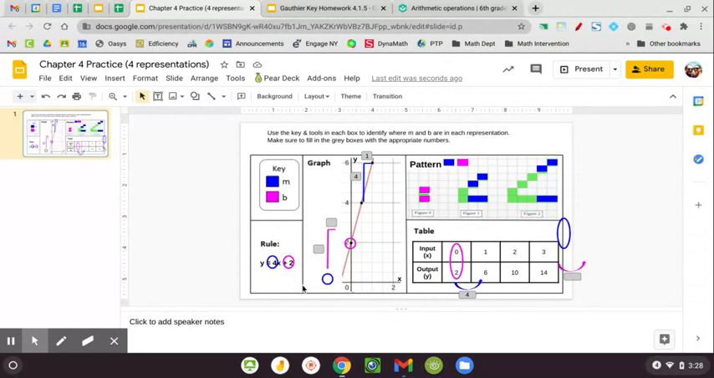Okay, I hope that helps. Leave the rest of these random things there, but don't use those. Okay, so that's how you would use this and how you would show the different representations of M and B in each of these.